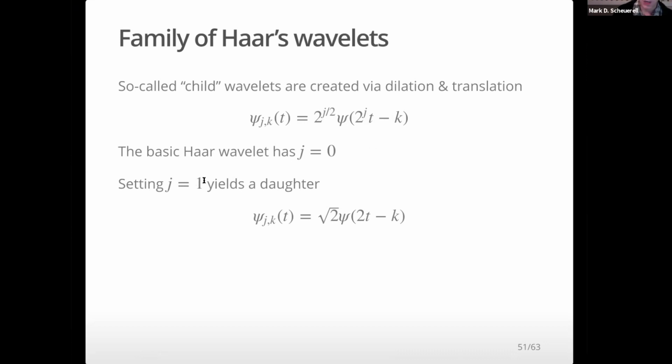If you now set j equal to 1, you get this daughter wavelet. So you'd have the square root of 2, right? That's 2 to 1/2. 2 to the 1 is 2. So here's square root of 2 times a wavelet that has a dilation of 2t and a translation of k.